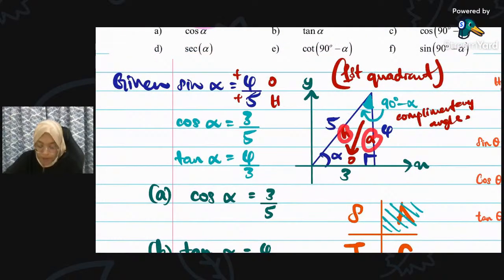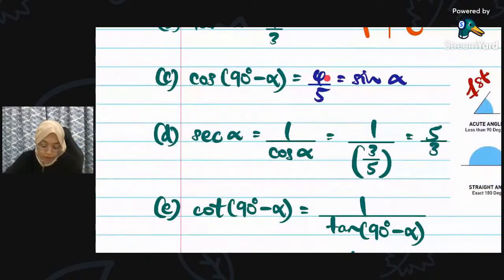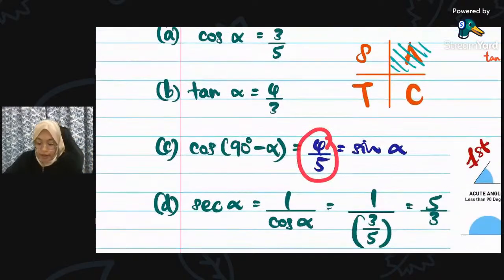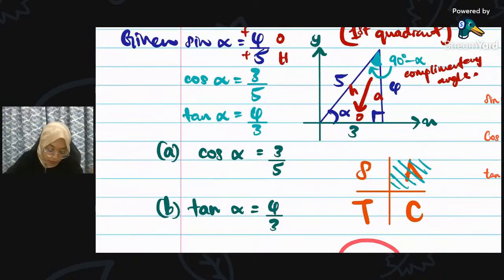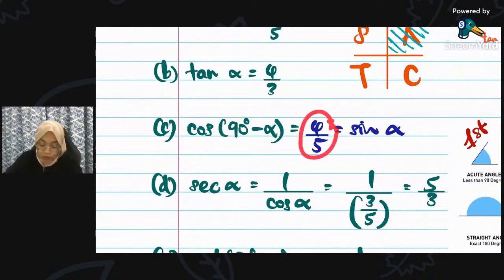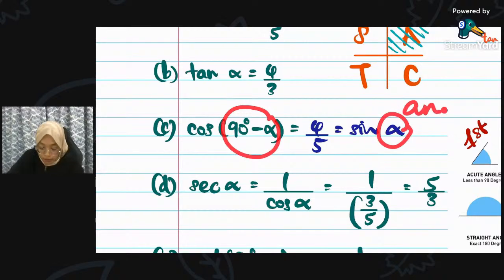CAH, okay, CAH, cos. So 4 over 5 then. That's why, and you will realize that it is actually equals to sine alpha. Our answer of sine alpha memang 4/5. So they actually have the same values. Dia sebenarnya terbalik saja, okay? This one, if it is cos, this will be sine. If this is complementary angle, this will be just the angle.